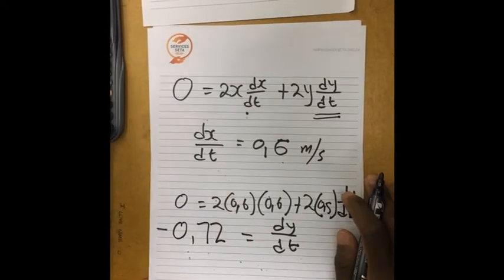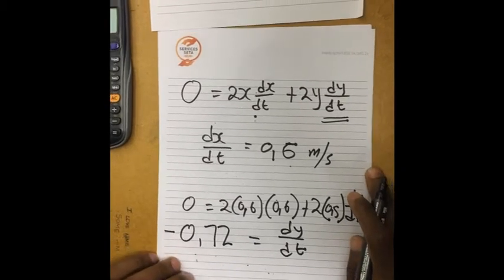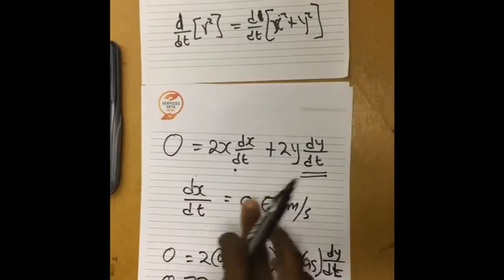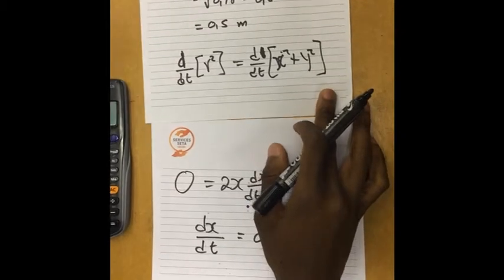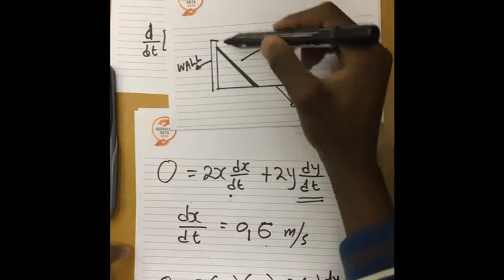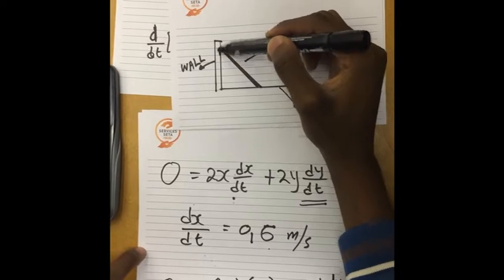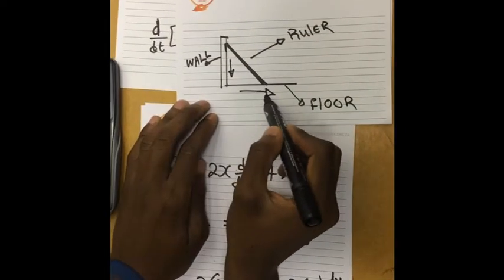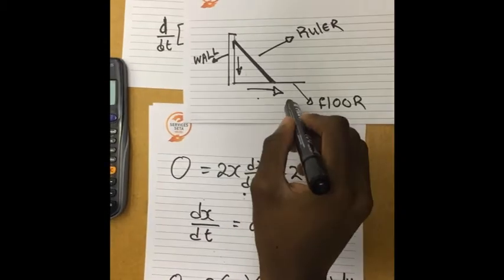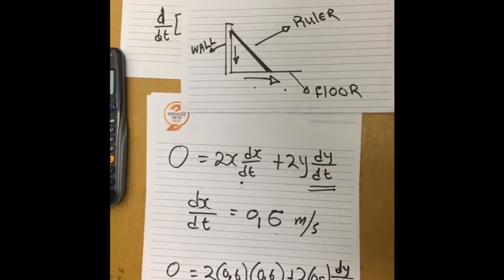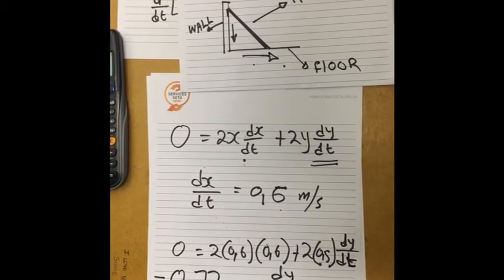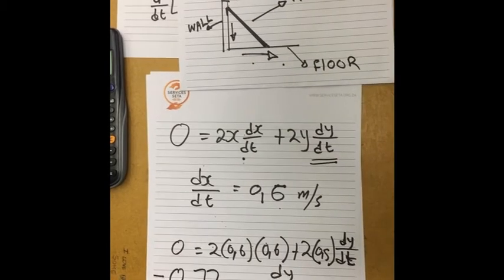We have a negative answer which tells us that y is decreasing when x is increasing. As you see, our x is positive, and on this diagram we were looking for the rate at which this point goes down, while this other one increases. The value of x increases, the value of y decreases, and this proves that the answer we got with respect to time has to be negative, since y is decreasing with respect to time.